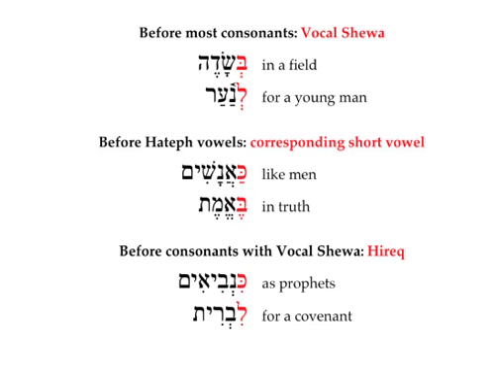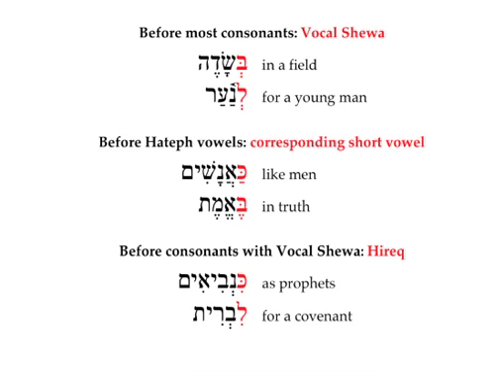Let's look at our third set of spelling options. In this set of spelling options, the preposition is prefixed to a syllable that begins with vocal schwa. Now, because two vocal schwas cannot stand at the beginning of a word, the spelling of the inseparable preposition cannot be the simple vocal schwa, and in this case, it will be hirik. Let me demonstrate for you how this works.